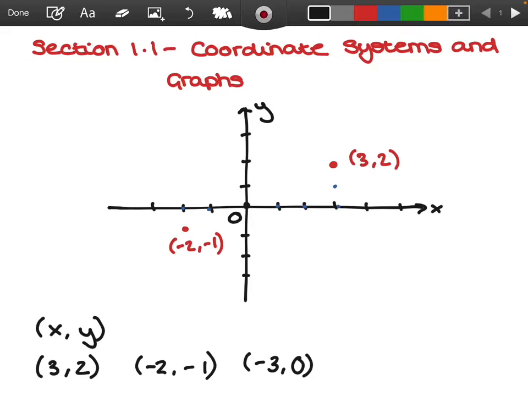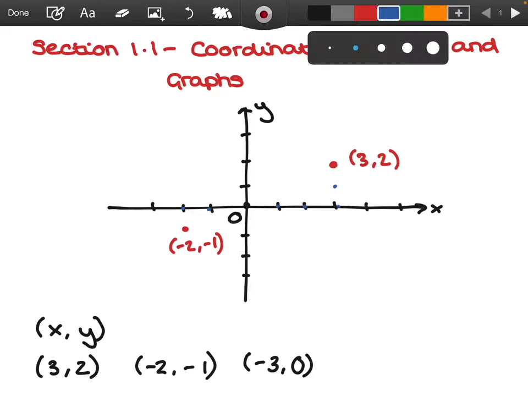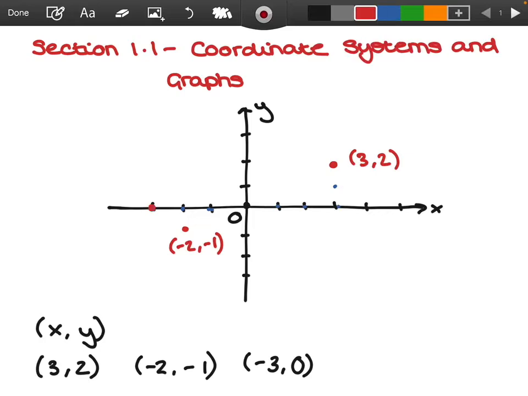So (-3, 0) should be negative 3 in the x direction. So I'm going 3 units to the left in the x direction. And then because I have a 0 y component, I'm staying on that x-axis. I don't shift up or down. So (-3, 0) actually ends up lying on the x-axis.